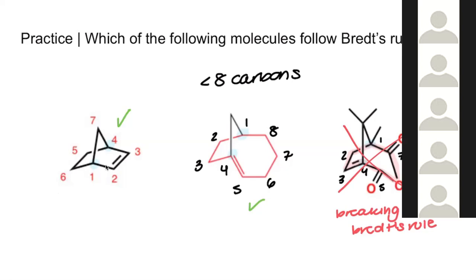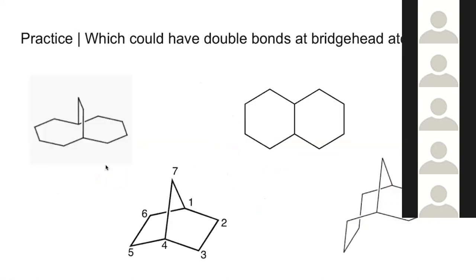All right, so we're going on to our last practice. We're almost there. Which of the following could have double bonds at bridgehead atoms? All we need to do again is think about what Bredt's Rule is asking. It's no double bonds if you have less than 8 carbons. Did I write less than 8 or more than? Yeah, we're good.